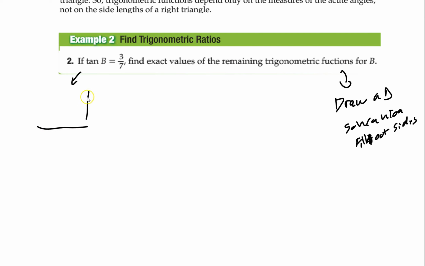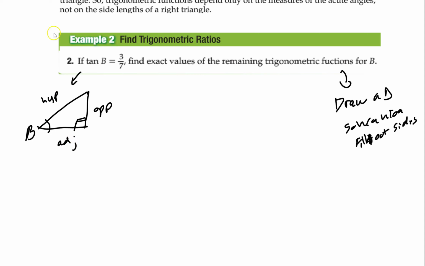So I'm just going to draw a triangle. Get used to this. We're going to draw lots of these. It's going to be a right triangle. Let's say this is B. Doesn't really matter. Now I'm going to label my sides. Remember, if this is angle B, that makes this opposite, because it's across from it. Here's my right angle, so that's hypotenuse. This is adjacent.